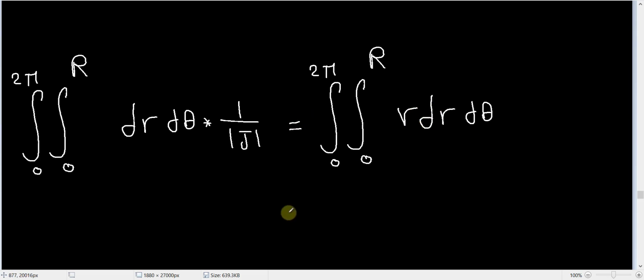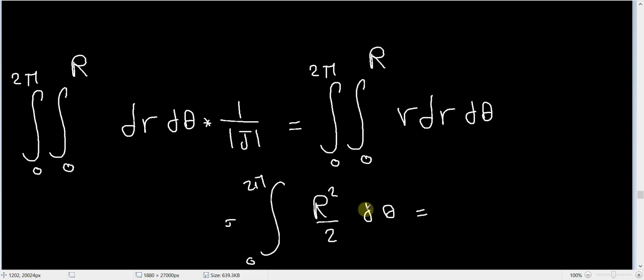This will give me here r squared over 2 and integrate theta from 0 to 2 pi d theta. Now this will give me 2 pi multiplied by this, and this will be again pi r squared.